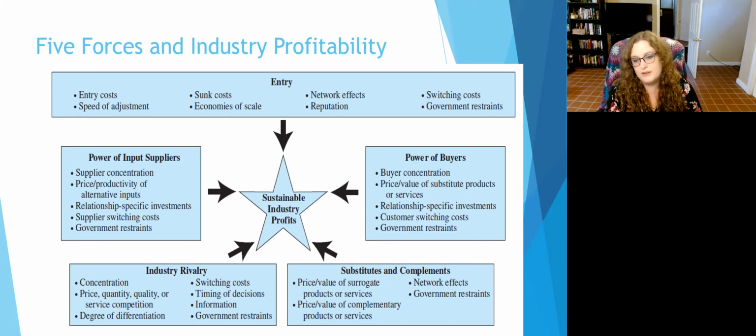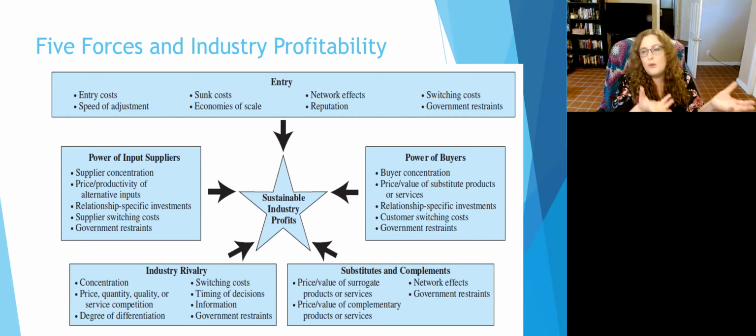Next one, substitutes and complements, right? We need to think about what else could our buyers be purchasing, right? We need to think about the price and value of surrogate products. If my cell phone plan gets way too expensive, they could switch to Metro PCS, they could switch to T-Mobile, they could switch to something else. If my pizzas get too expensive, they could go to Domino's, they could go to Papa John's, they could decide to instead go get calzones, they could instead decide to go get a lower cost spaghetti. Right? There's price differences and there's value differences that might have substitutes where people are willing to substitute their product. There's also complements that you have to think about.